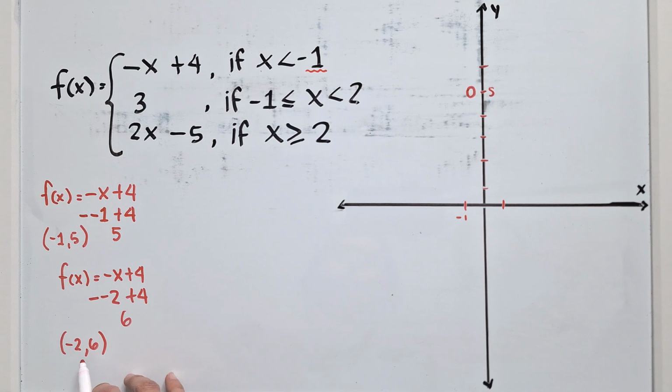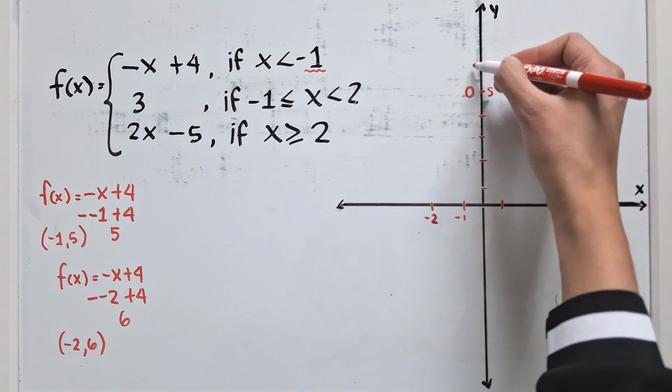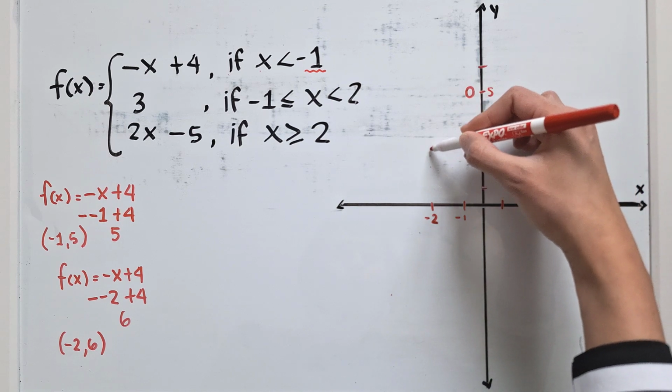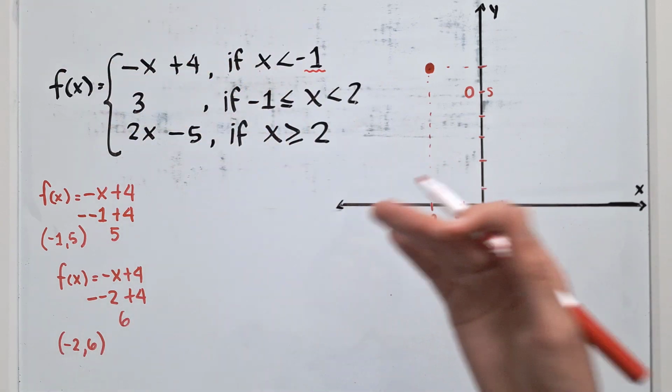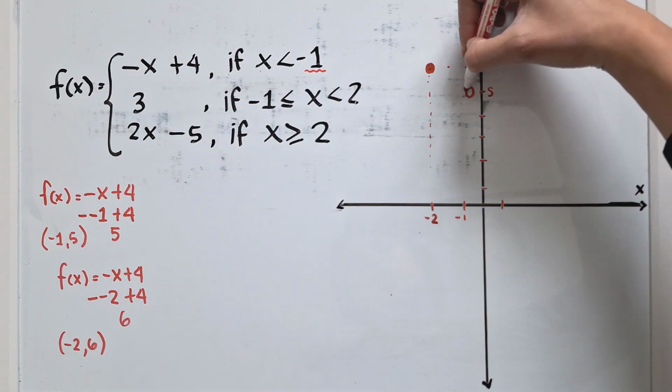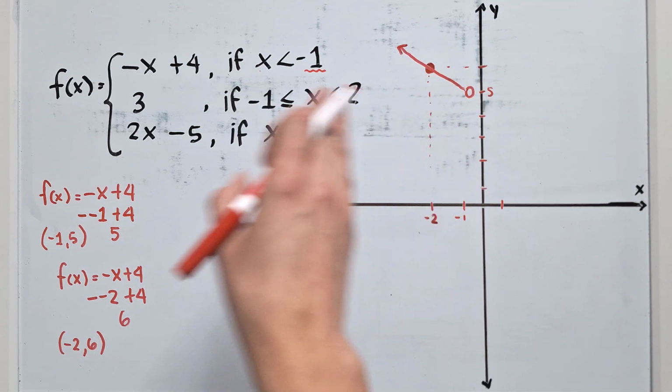Now our second point is negative 2 and 6. So let's put negative 2 over here, and 6 is going to be over here. So that means that we go around here. Now with these 2 points, we know the direction that we're going, so we can make our line. We simply have to do this, and that will be it. That is our first part of this function.